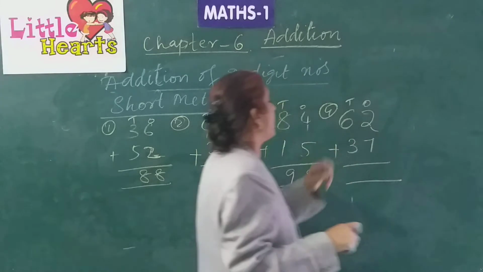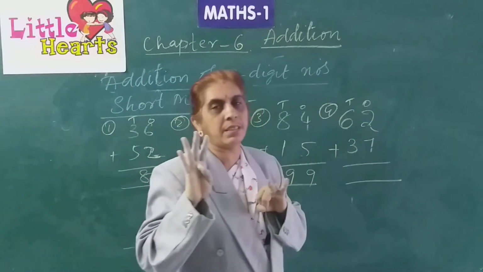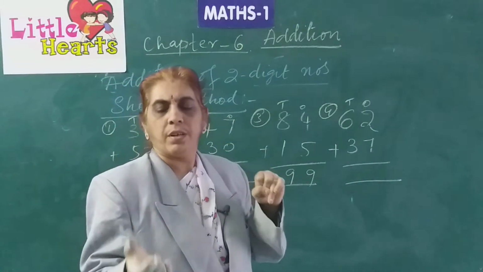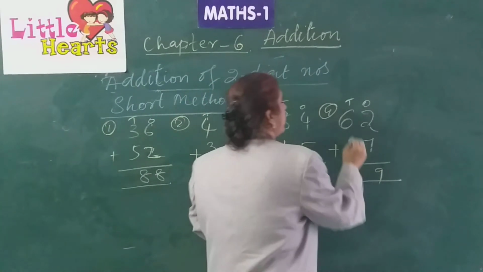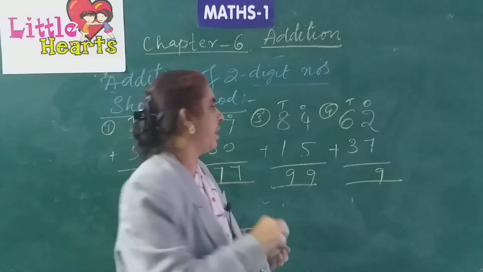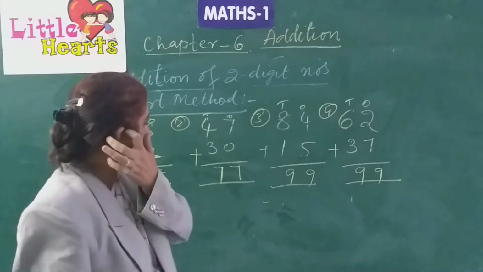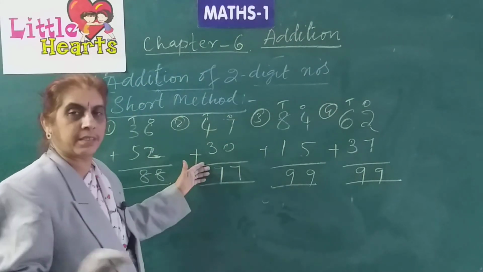62 plus 37. So 2 plus 7. Take 7 fingers, count after 2: 3, 4, 5, 6, 7, 8, 9. 6 plus 3. 3 fingers after 6: 7, 8, 9. 99. So in this way, two-digit numbers can be added by adding ones and ones, tens and tens.